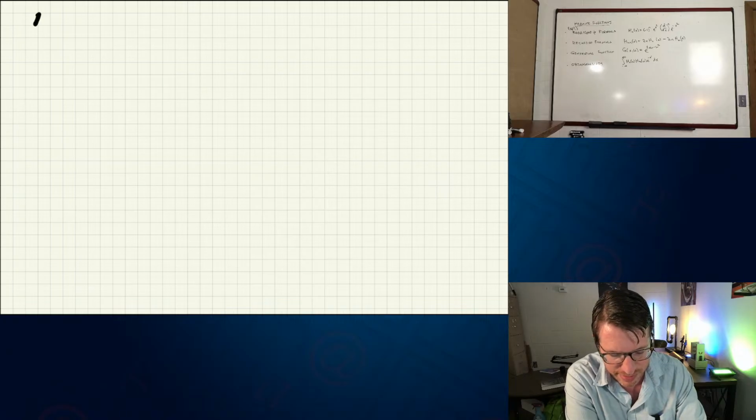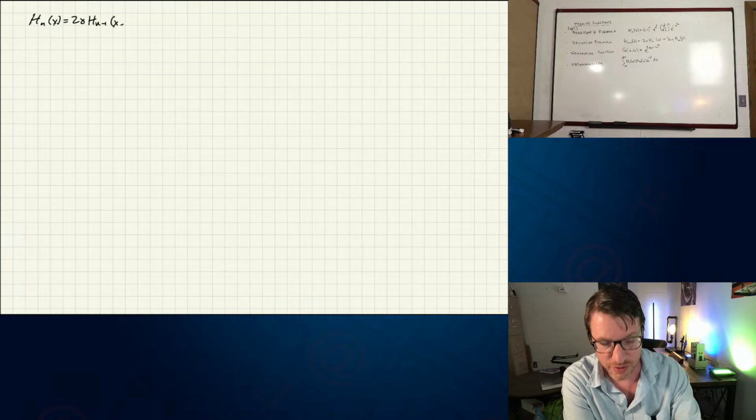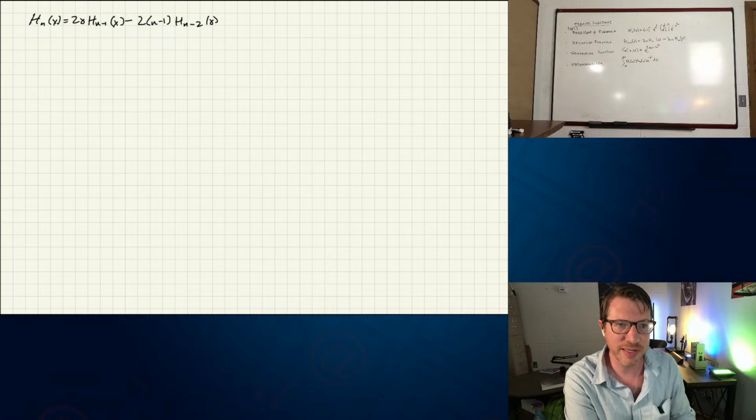So our objective here is to demonstrate this recursion. The recursion is on the whiteboard, and I'm going to do it in a slightly different notation, with a slightly different index. So H_n(x) equals 2x times H_{n-1}(x) minus 2(n-1) times H_{n-2}(x). And this is what we're trying to demonstrate.